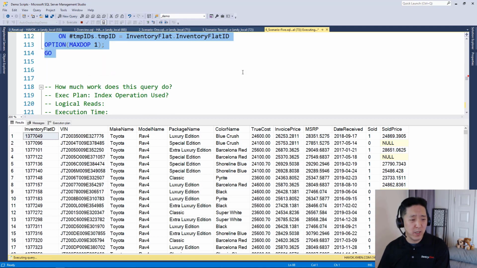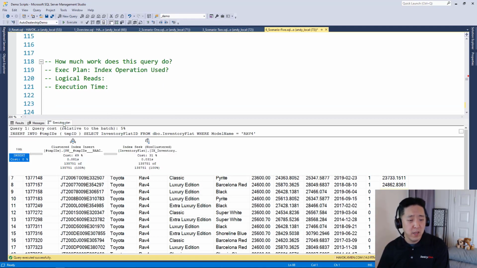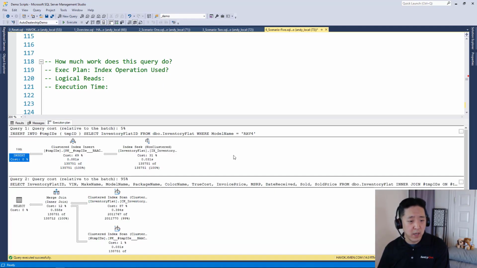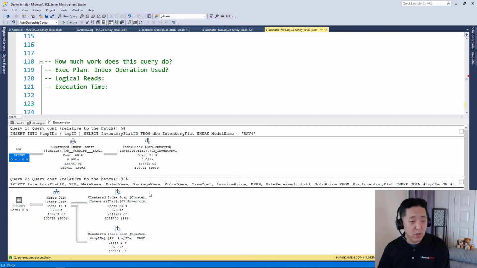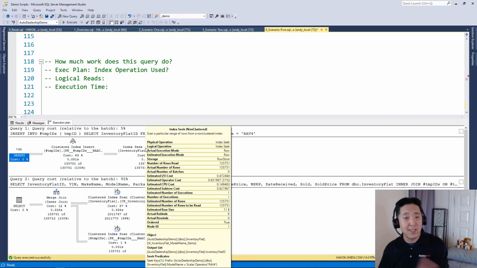So let's see how much work we did. If we look at the execution plan, we did a quick little index seek, and because I did have that non-clustered index, that's something that helped me out here. I didn't have to go against the base table because I was able to do that non-clustered index seek.